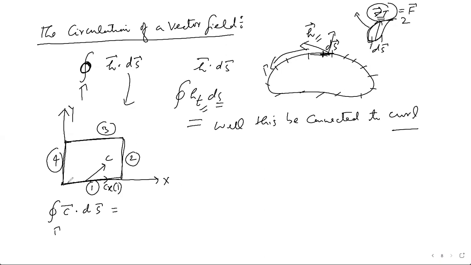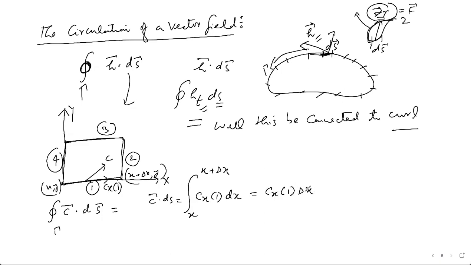And then when you move from here to here, how much will C dot ds be? It will be something like Cx1, and ds will be dx. Let's say these are the points x, y, and you move from x to x plus delta x, with y staying the same. So the total change will be Cx1 delta x. This is the integral along this one.